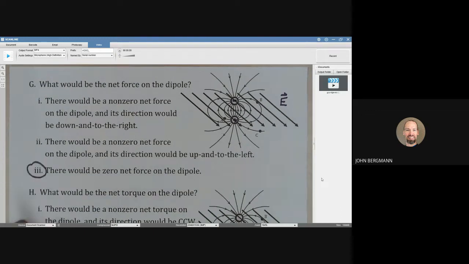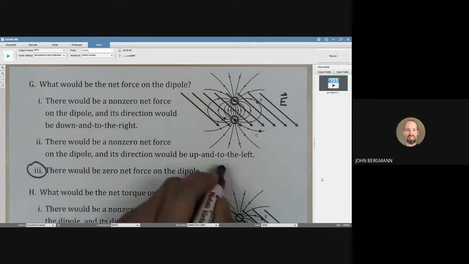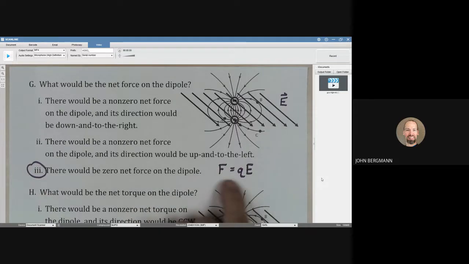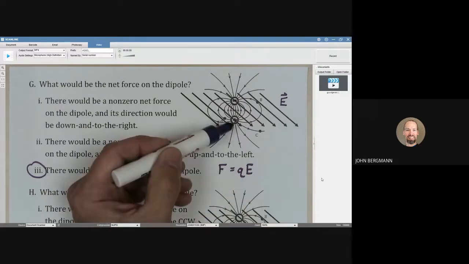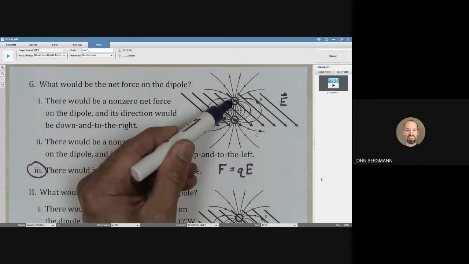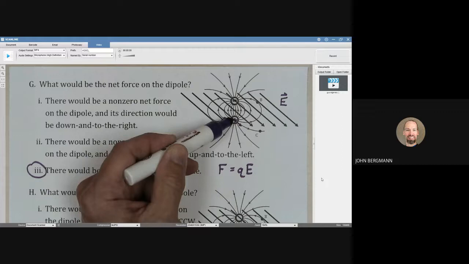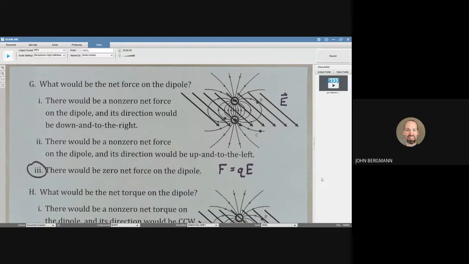Zero. There's going to be a zero net force. And the reason for that is, you remember the equation we just wrote down. The force on any charge is equal to the magnitude of the charge multiplied by the electric field strength. The electric field has the same strength for this positive portion of the dipole as for the negative portion, and the charge magnitudes are equal, positive and negative. Therefore, there are equal and opposite forces on the two parts of the dipole. That's why the net force is zero.